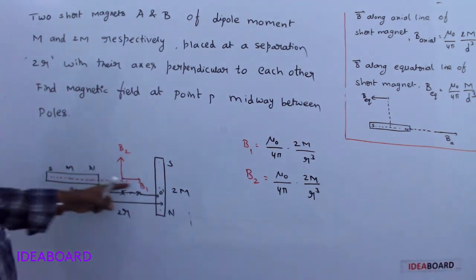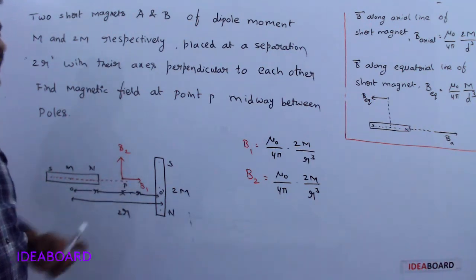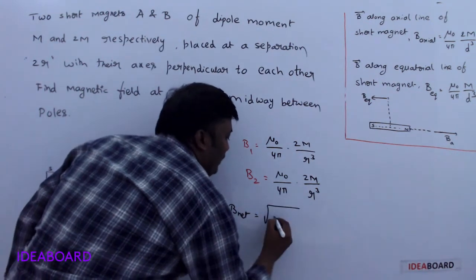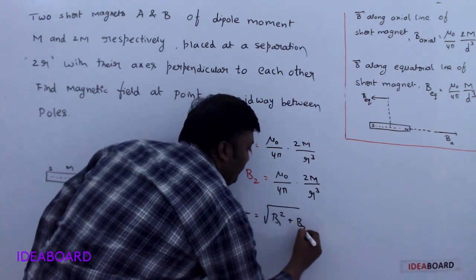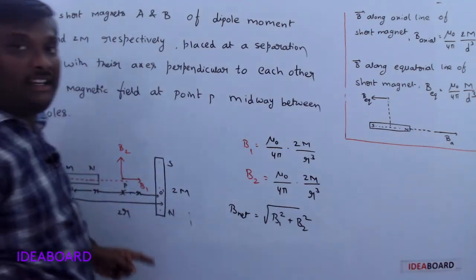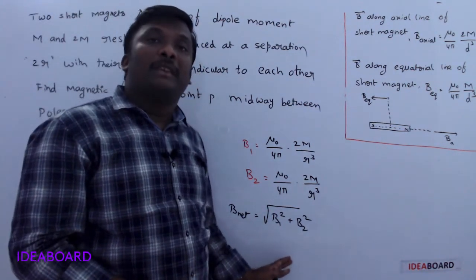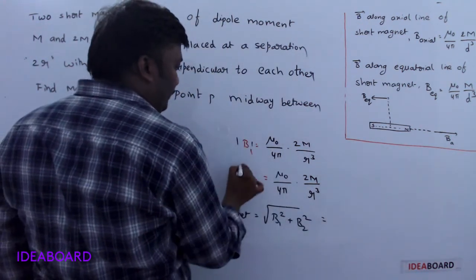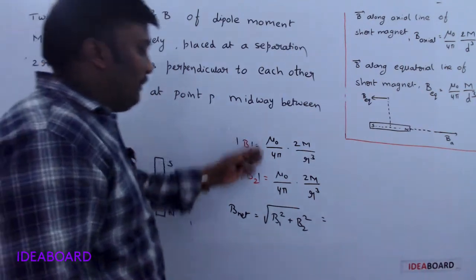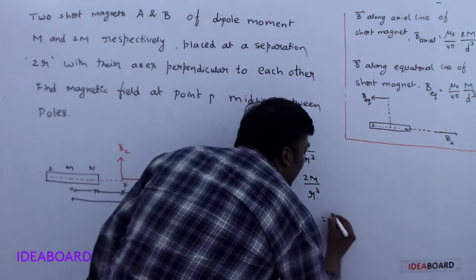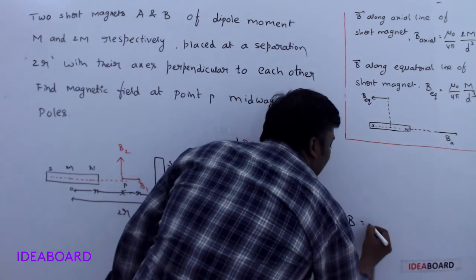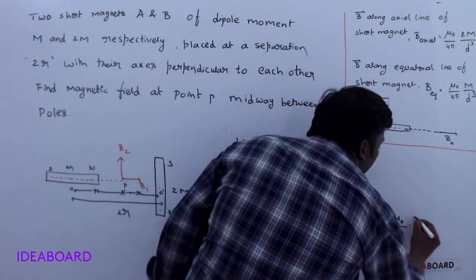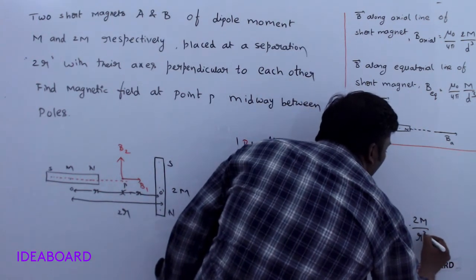So clearly B1 and B2 are perpendicular to each other now. That's why the formula for B net is under root B1 square plus B2 square. Because the angle is 90 degrees, the resultant is always under root B1 square plus B2 square. Both have the same magnitude, but the directions are different. Same magnitude means my answer is root 2 B, that is nothing but root 2 into mu naught by 4 pi into 2m by r cube.